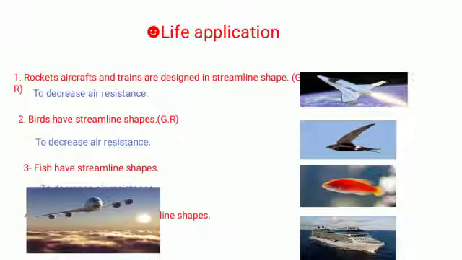And now let's go to the life applications. The first life application: rockets, aircrafts, and trains are designed in streamlined shapes. Give reason: to decrease air resistance. Again, rockets, aircrafts, and trains are designed in streamlined shapes to decrease air resistance.